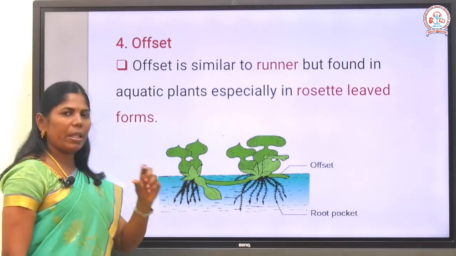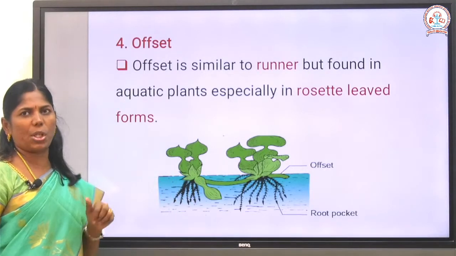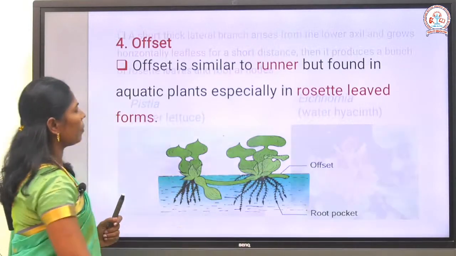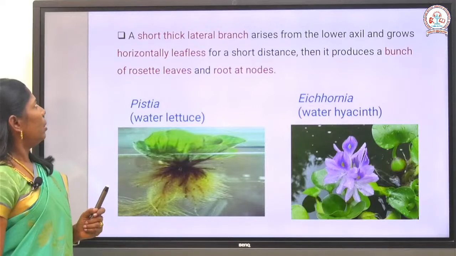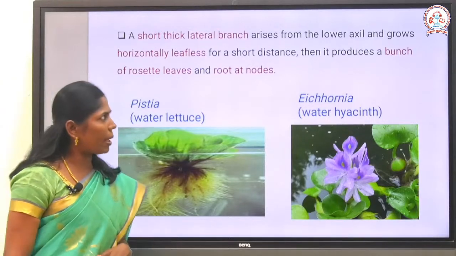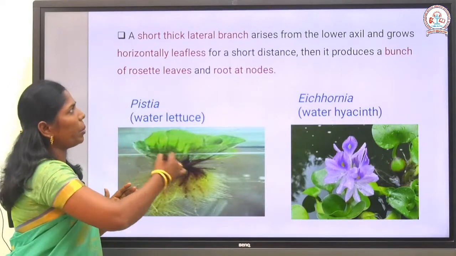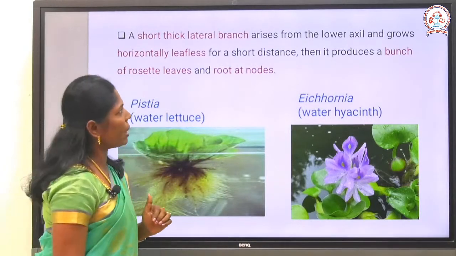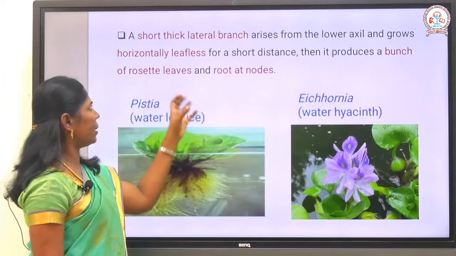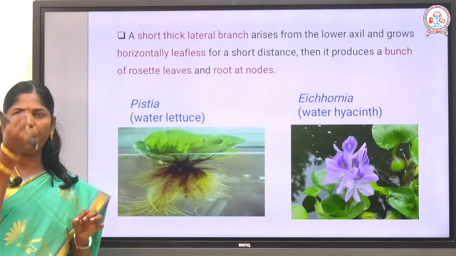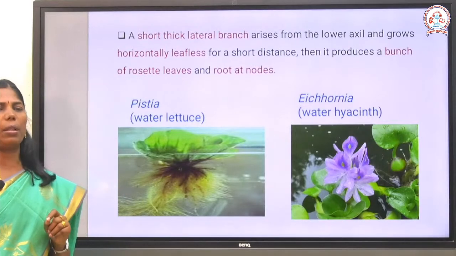The stem is very soft, sometimes hollow in condition. The leaves are very thick in nature. Short, thick lateral branches arise from the lower axil, and they are horizontal and leafless. After a short distance, it produces a bunch of offset leaves and roots at the nodes. Where the roots are at the base of the leaf, we call that the nodal region.